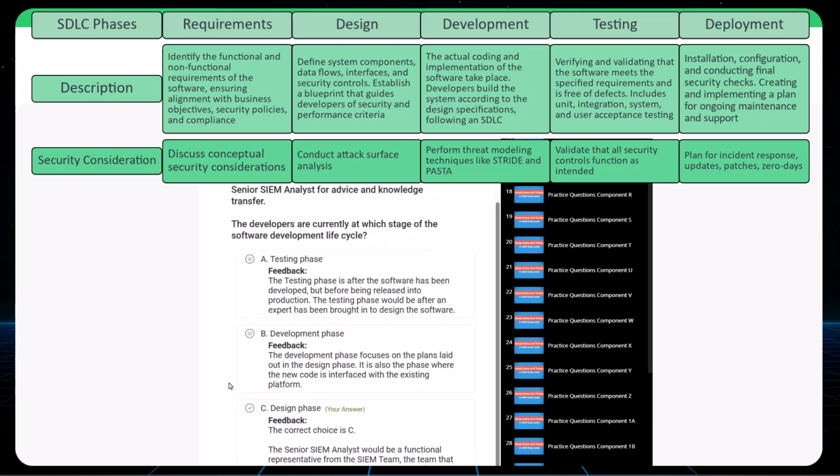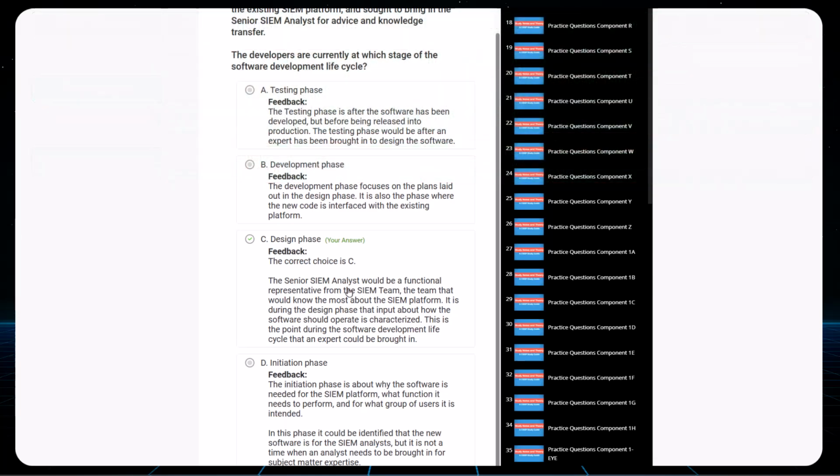Yeah, that's correct. Choice C is the final answer, because the SIM analyst would be a functional representative from the SIM team, the team that would know the most, and this is the point during the SDLC that the expert could be brought in. They're not going to bring him in when they're coding the platform. They're going to be bringing him before that, during the design phase. Yeah, choice C is absolutely correct.